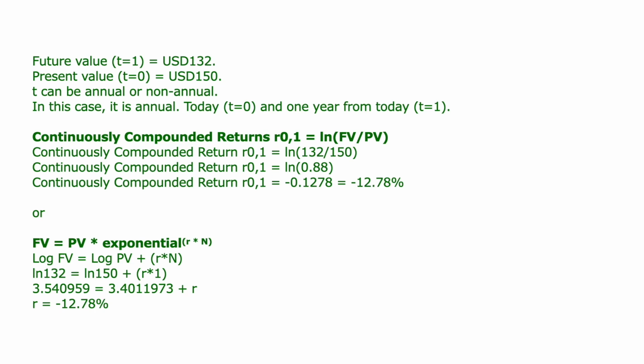Simple return formula equals ending price minus beginning price divided by beginning price, for basic percentage change. Log return formula equals natural log of ending price divided by beginning price, for continuously compounded return. This distinction is important because log returns add up neatly across multiple periods, while simple returns do not.